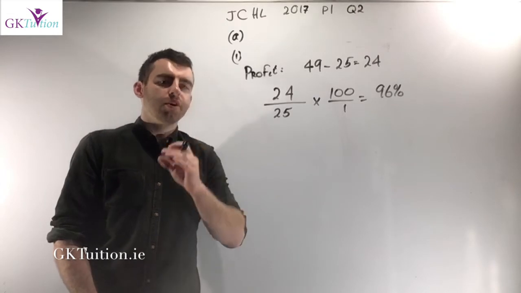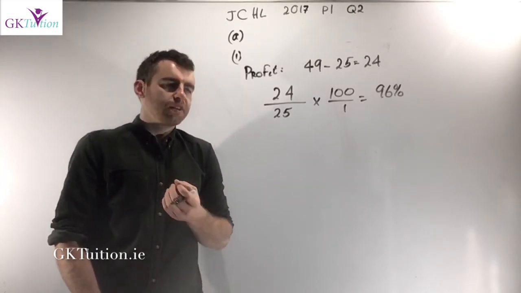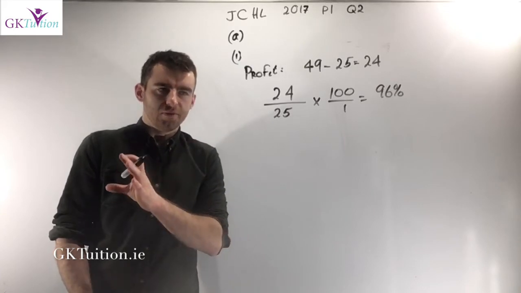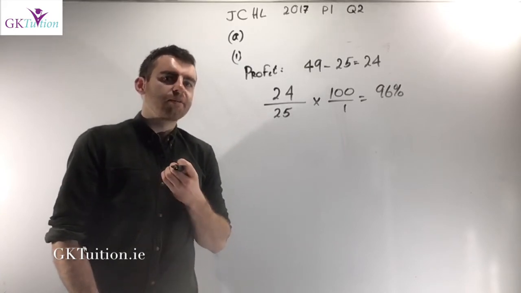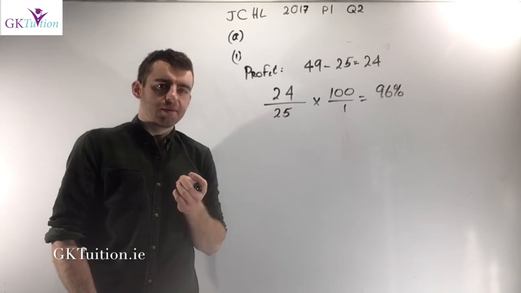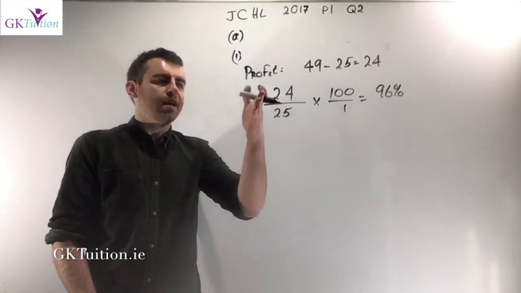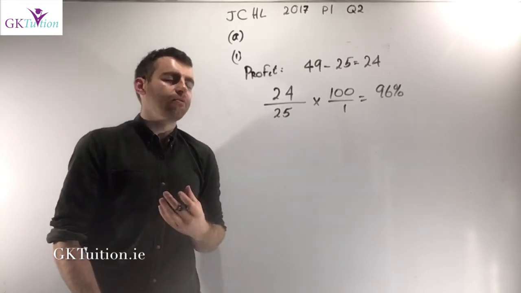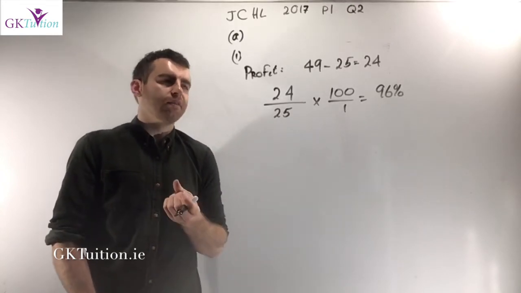In part A, part 1, we're told that a shop buys a certain type of t-shirt for €25 and that they sell that t-shirt for €49. We're asked to work out the markup, and they've told us that the percentage markup is the profit divided by the cost price. So the first thing we need to do here is work out the profit.